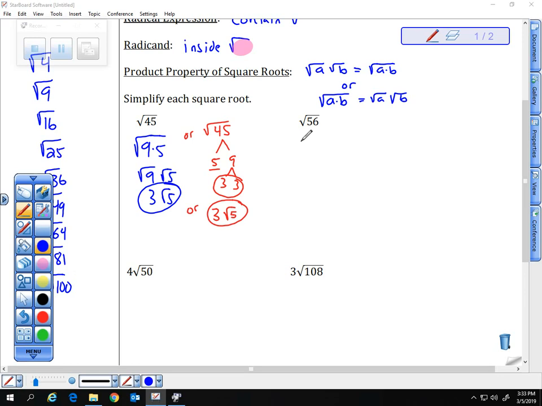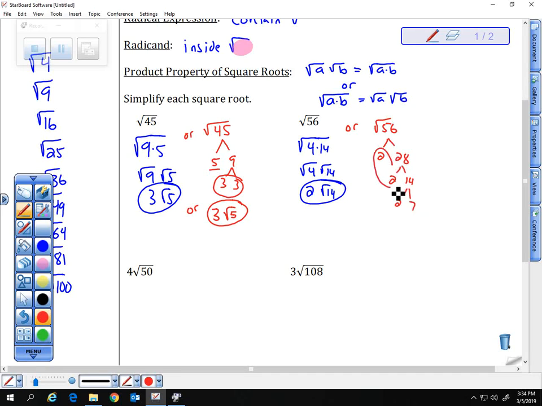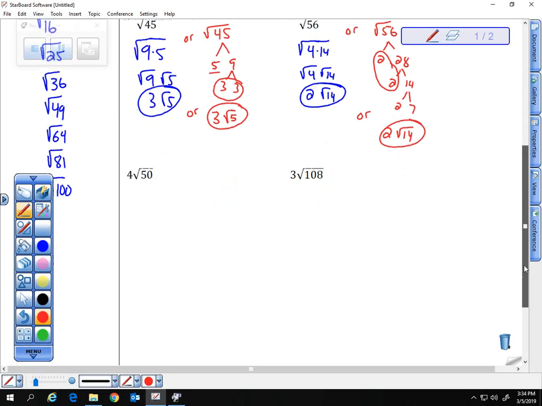Perfect square root that goes into 56 is going to be 4 times 14. In other words, that's square root of 4 and square root of 14, and that's going to be 2 square root of 14. Or the other method, square root of 56 can be broken down to 2 and 28, which is 2 and 14, which is 2 and 7. And then we have a number times itself is 2 outside of the square root, and then we have a 2 left over and 7 left over, which is square root of 14. Same answer, different ways of doing it.